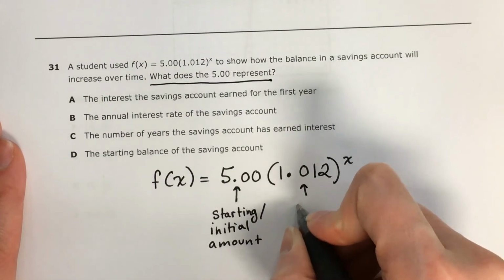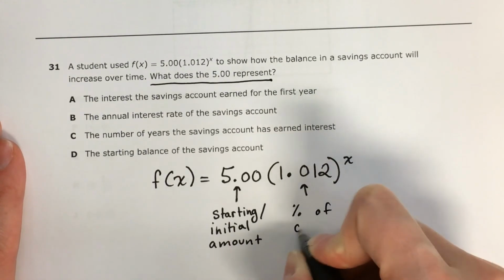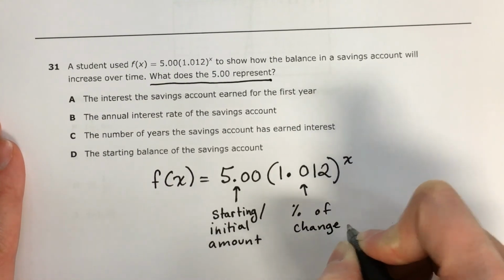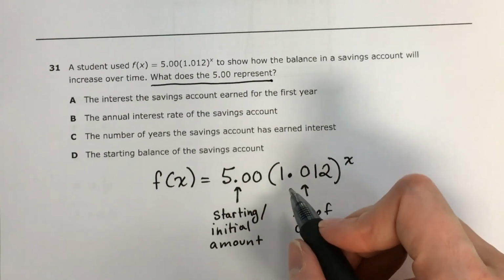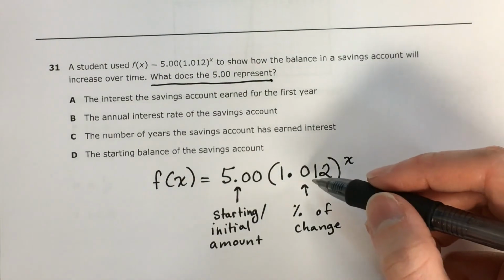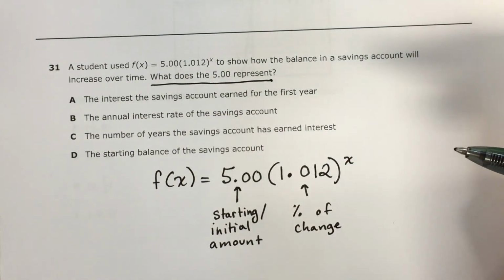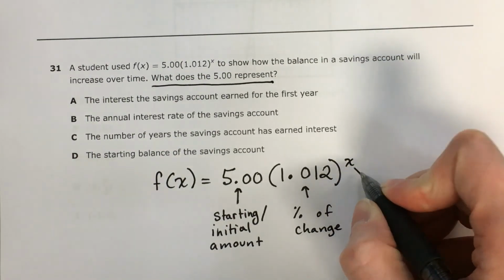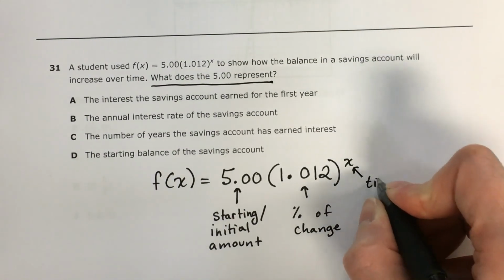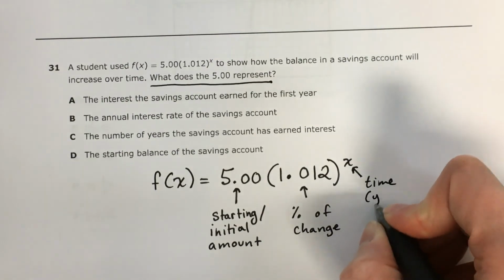This is the percent of change. If it's bigger than 1, then that means it's getting bigger. If it's smaller than 1, it's getting smaller. This right here will be your time. So it could be, for example, year.